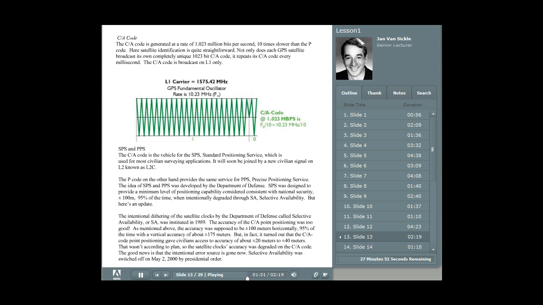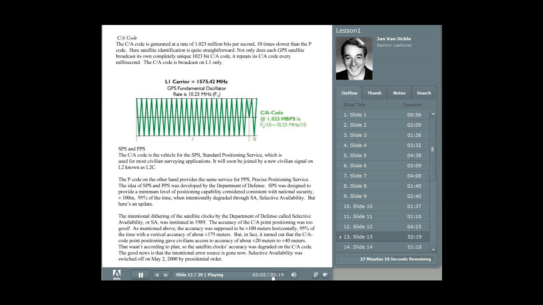But there was a surprise. It turned out that actually the C/A code was providing civilian users with much better accuracy, in the realm of 20 meters to 40 meters. While this was in some sense good news, it was one of the reasons that so-called selective availability was introduced. This was the dithering, the jiggling, if you will, of the clocks in the satellites, the oscillators in the satellite, to try to disrupt that level of accuracy.